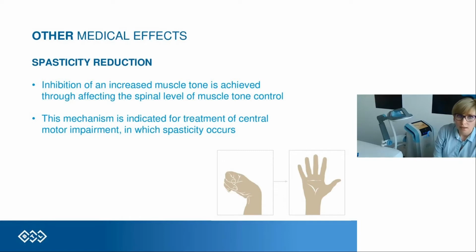Regarding the other medical effects, a very good option, and the specific protocol is in this device, regarding the spasticity reduction. So inhibition of an increased muscle tone is achieved through affecting the spinal level of the muscle tone control. It means that we are losing the increased muscle tone on the spasticity first, and then we are working on the weak muscle to make it stronger.